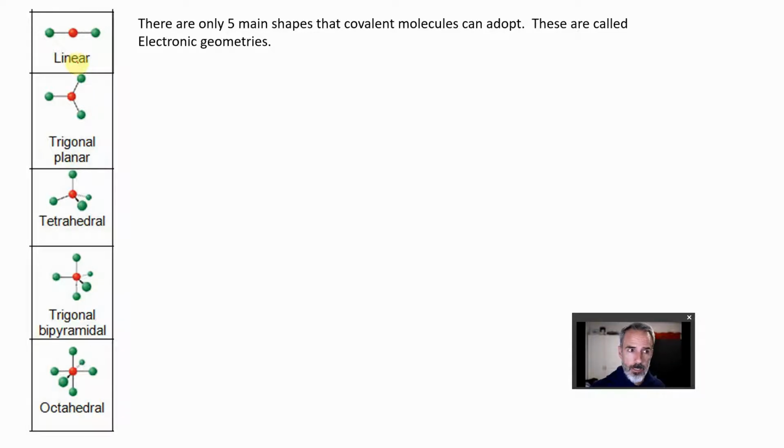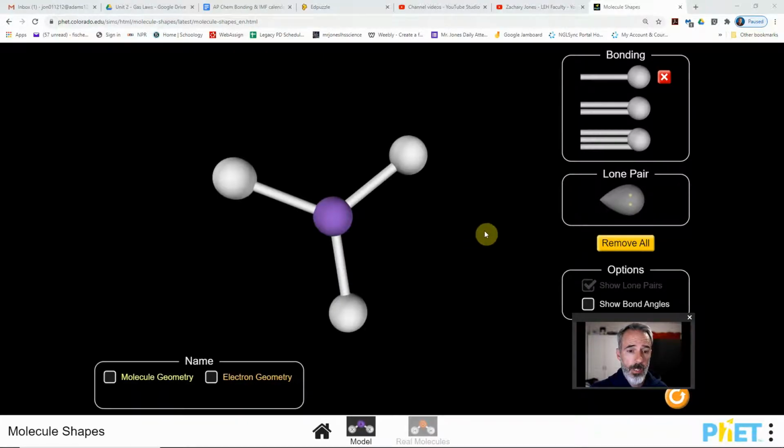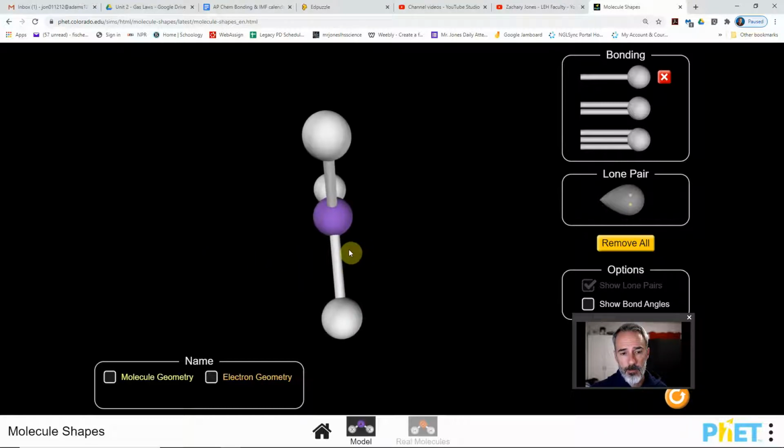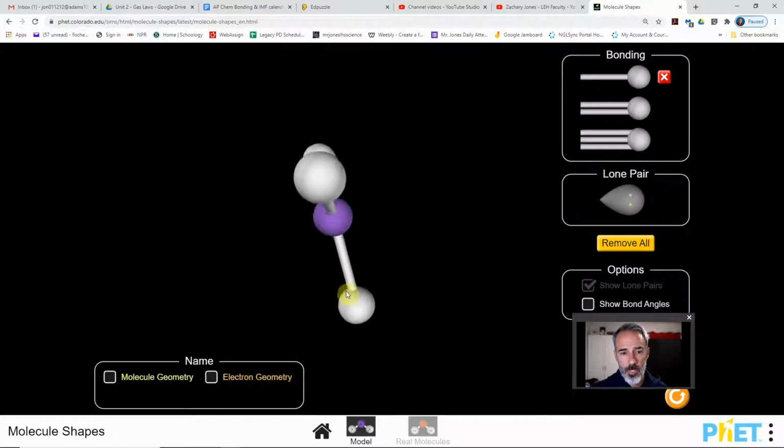I think linear is the most obvious, just means straight. Trigonal planar, of course, well, let me show you. Trigonal planar is called trigonal planar because when you rotate it on the side, you can see it's flat, right? Trigonal means 3, planar means flat.